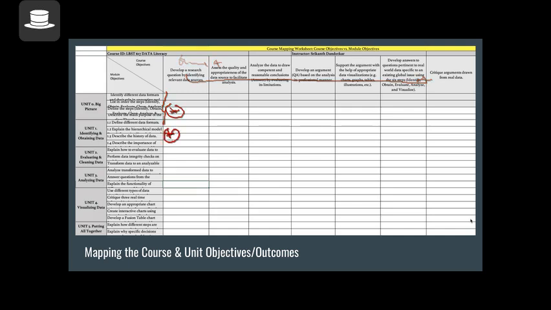Finally, you will be data literate. That is the main idea of this class.